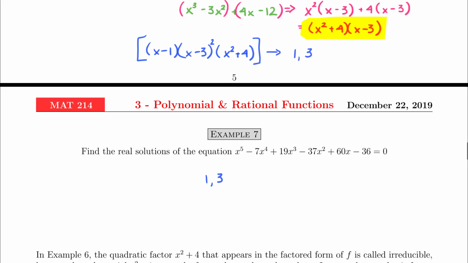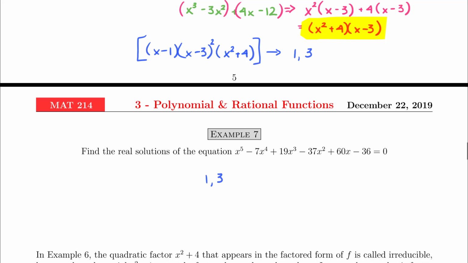The x squared plus 4, if you don't believe me about it having a complex 0 as a solution, when we subtract 4 from both sides, then we take the square root. We have the square root of -4. Anytime you take the square root of a negative number, you are generating a complex solution. So we will ignore complex solutions for right now.